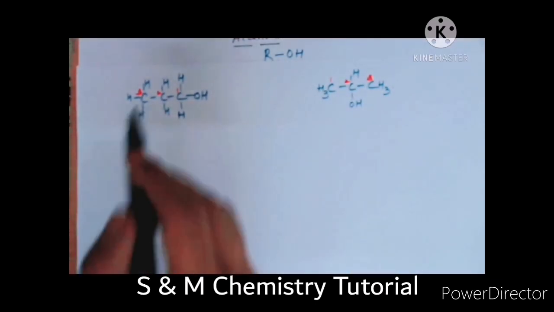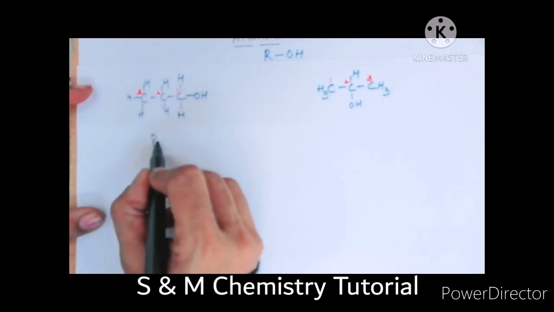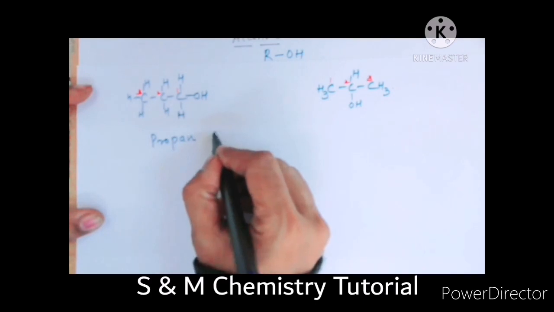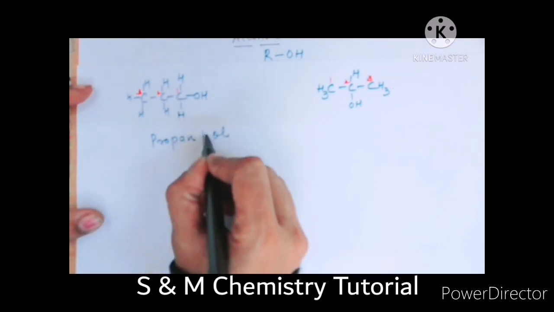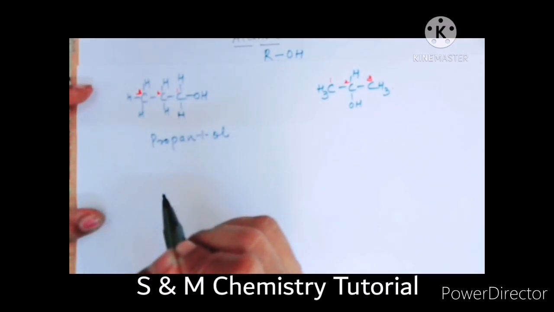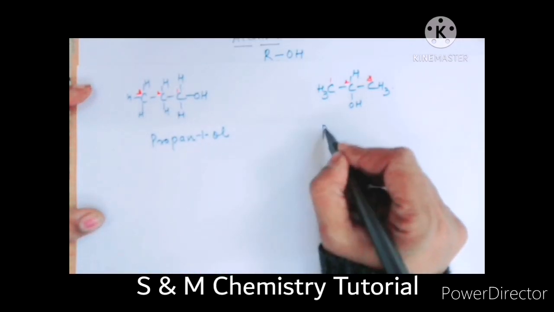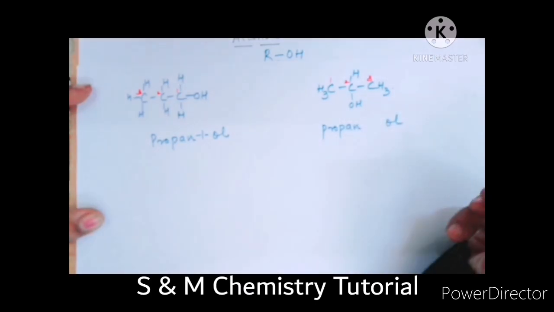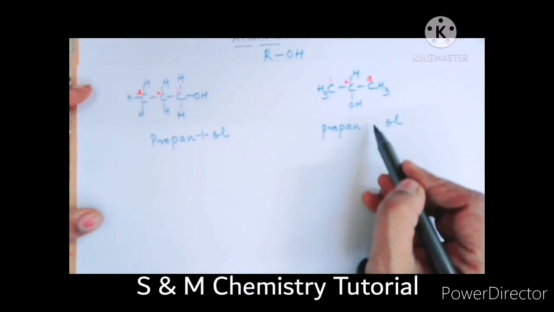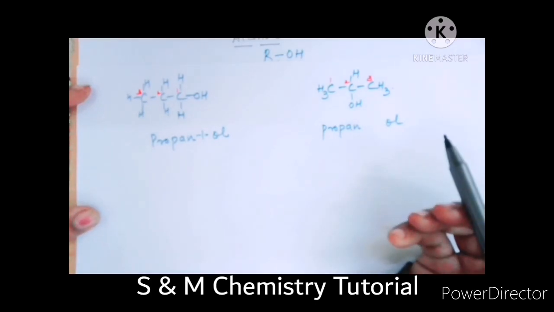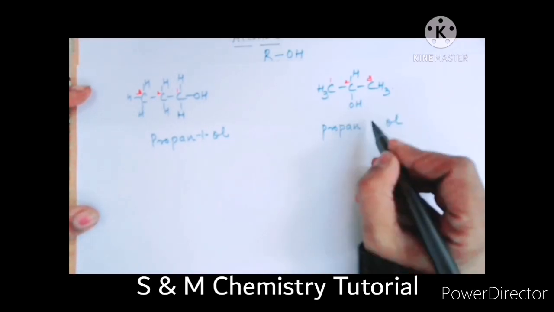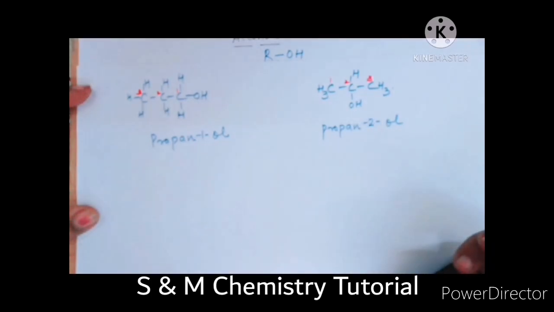Hence, for the nomenclature, this has got 3 carbons, so propane. Remove the E, add OL. And you can mention a 1 in between to specify the position of the OH group. While in this case, also the name is propanol. But if I don't mention any position, then it's understood to be the first position. If I mention it, then in this case, the position is 2.